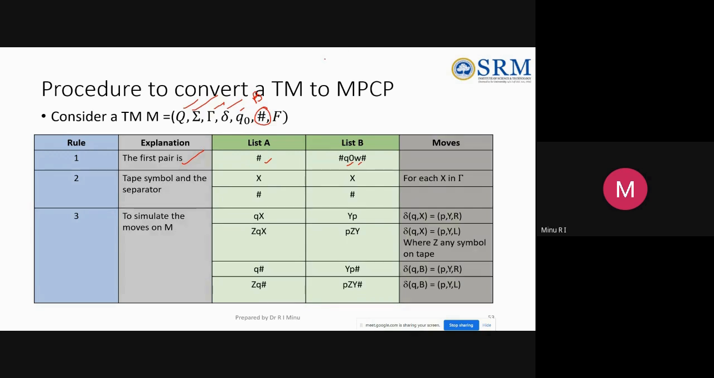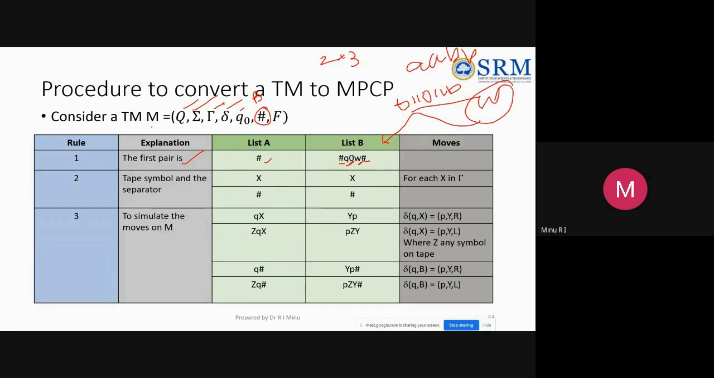For example, if I'm adding two numbers like 2 plus 3, my input string is like 0, 1, 1, 0, 1, 1, 1, 0. So this must be my input. Likewise, if the input is A, B, B, that will be my input. So this is my W. Initially, in list B, with blanks on both sides, insert Q naught and W.